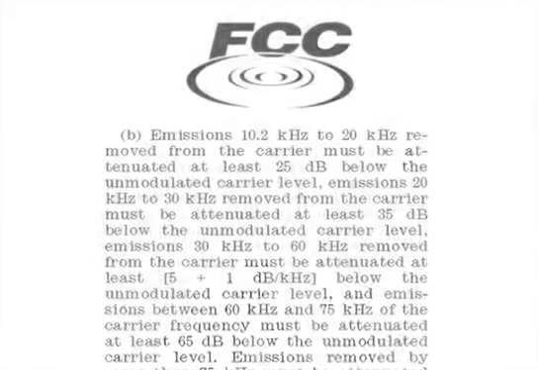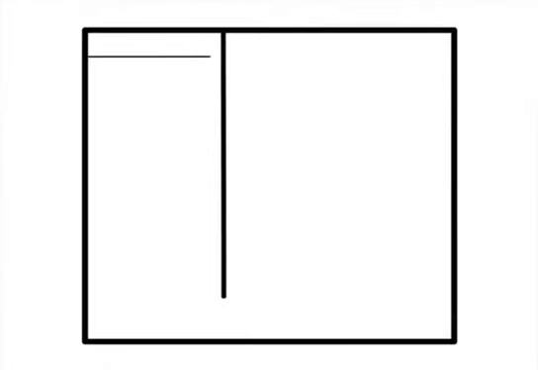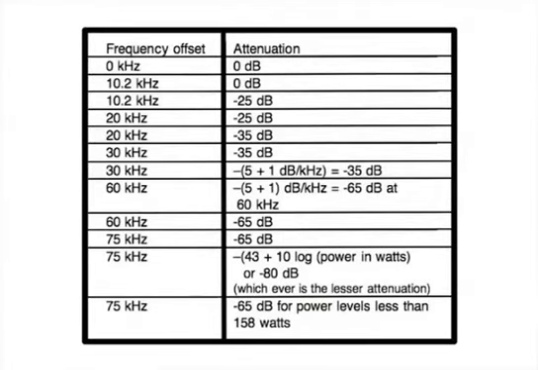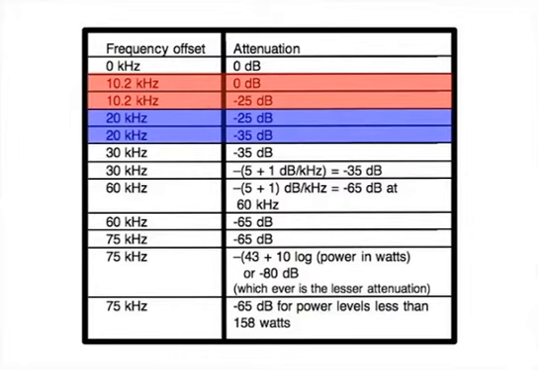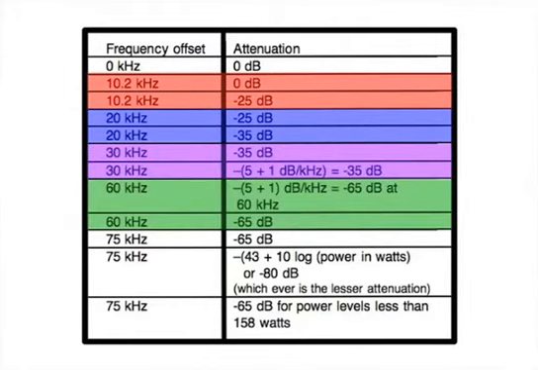The easiest way to create a limit line based on the standard values is to create a table that shows frequencies and dB levels. Notice that there are two different requirements at 10.2 kHz, 20 kHz, 30 kHz, 60 kHz, and 75 kHz offsets. These requirements are easily met with Anritsu handheld spectrum analyzers, given their capability to insert a vertical segment into a limit line.